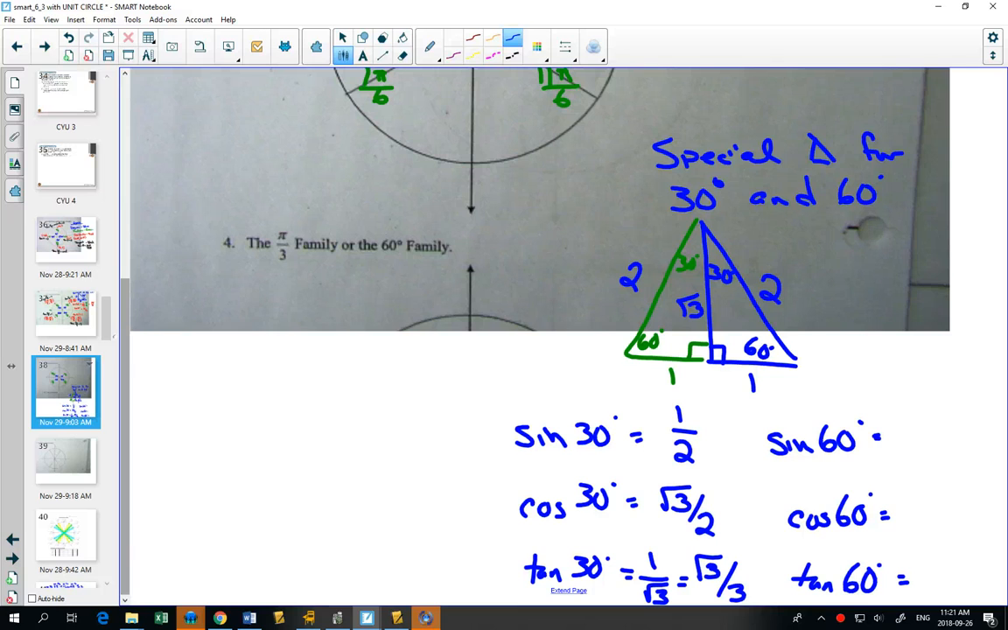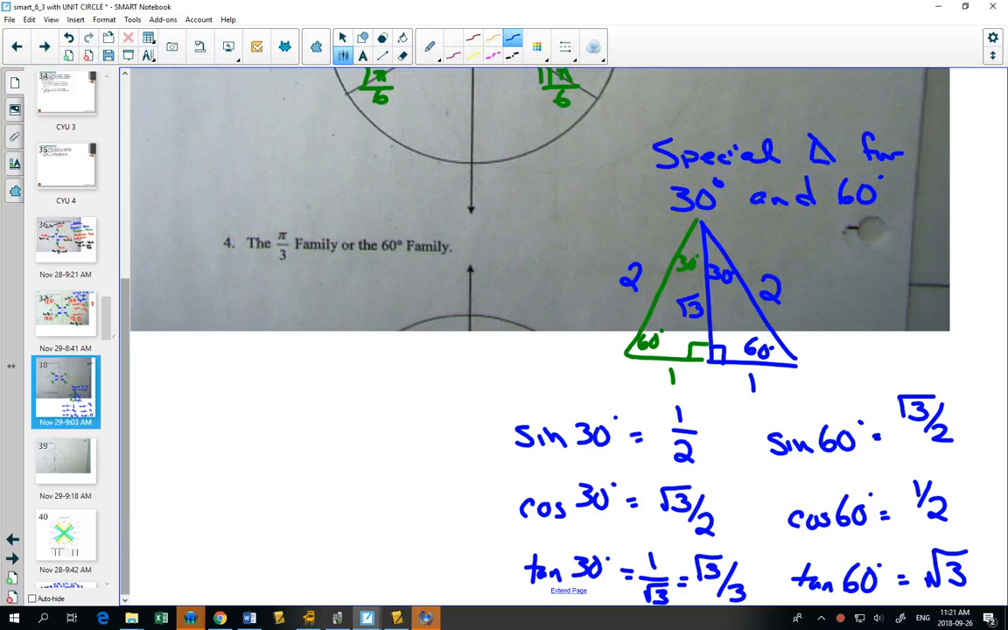Sine of 60 degrees, well, now that is opposite over hypotenuse of the 60 degree. It will be root 3 over 2. Cos of 60, 1/2. And tan of 60, root 3 over 1, which we'll write just as root 3.